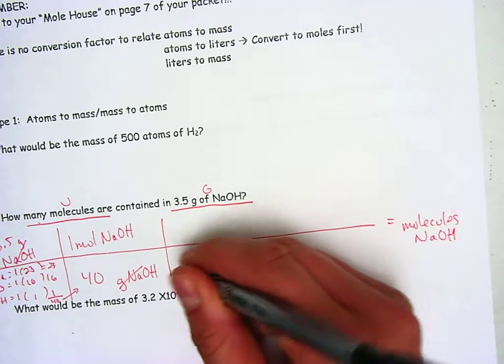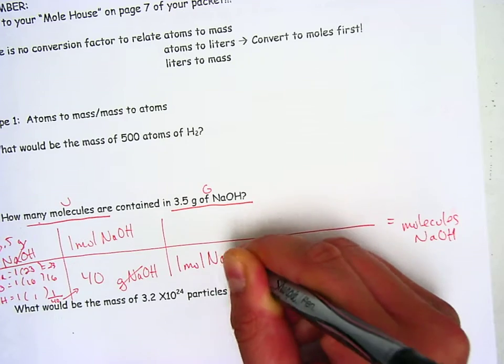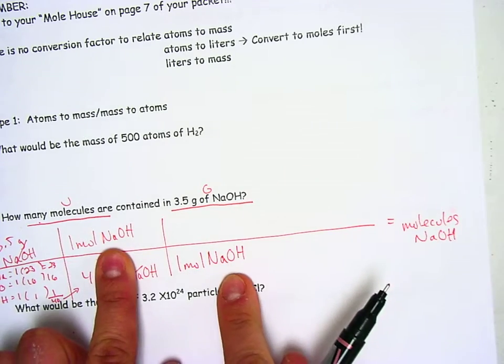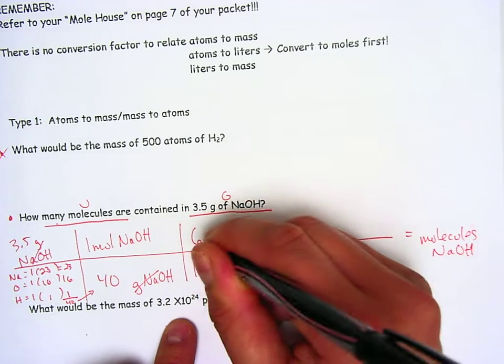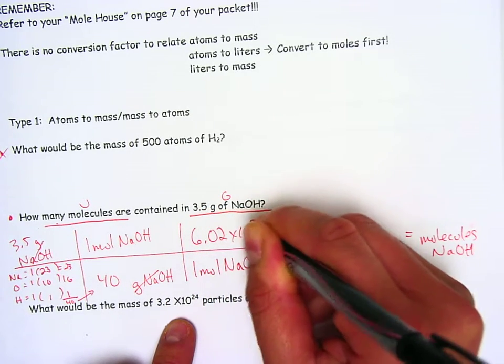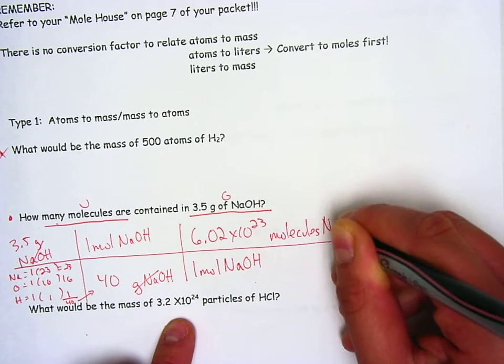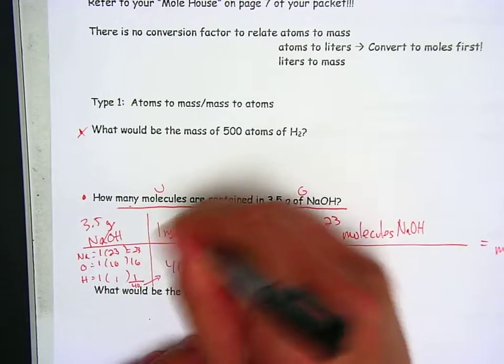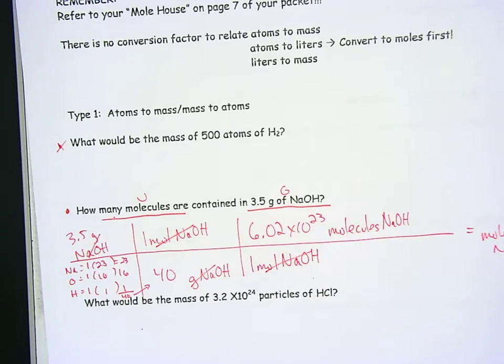Remember, units diagonal from each other match to cancel each other out. 1 mole of sodium hydroxide is equal to 6.02 times 10 to the 23rd molecules of sodium hydroxide. All right, moles cancels out moles. We're left with molecules, which is what we wanted. So that means we're done setting up our T-chart.